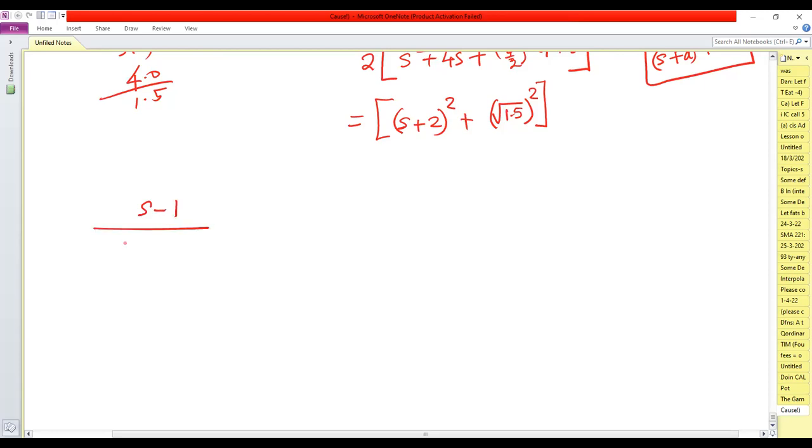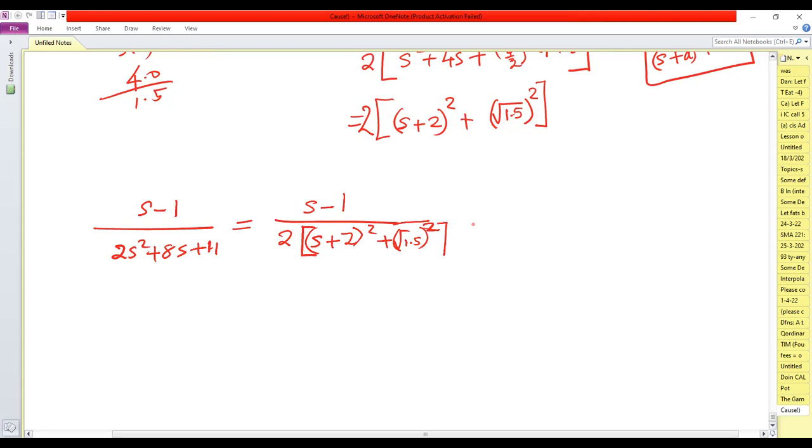Now, therefore, the expression in the question, (s minus 1) over (2s squared plus 8s plus 11), is the same as (s minus 1) over 2 into ((s plus 2) squared plus root 1.5 squared), which can be written as a half, and then (s minus 1) over ((s plus 2) squared plus square root of 1.5 squared).